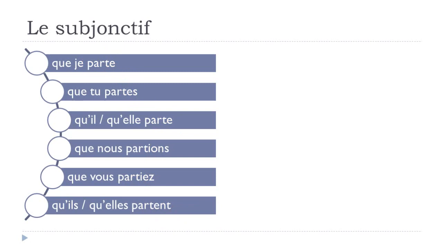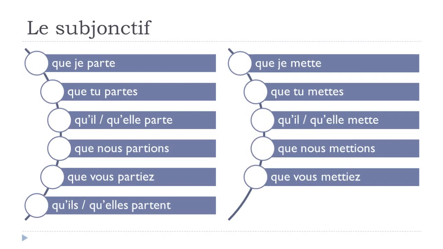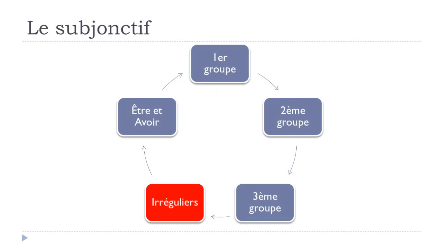Let's take another example. The verb mettre, to put: que je mette, que tu mettes, qu'ils mettent, qu'elles mettent, que nous mettions, que vous mettiez, qu'ils mettent, qu'elles mettent. So you can see that for these verbs, it's exactly the same thing. The first part will stay the same. You just need to put the endings according to what we saw previously: E, E-S, E, I-O-N-S, I-E-Z, E-N-T.